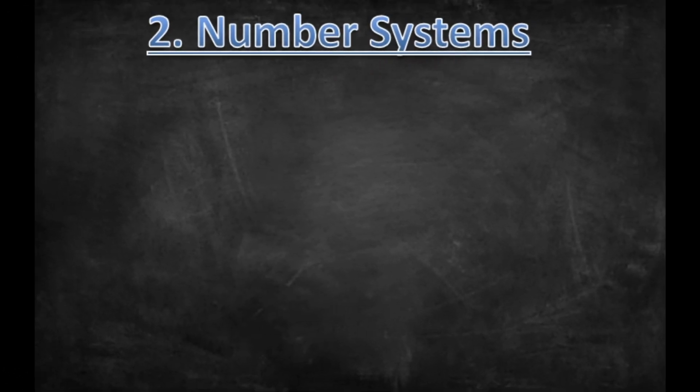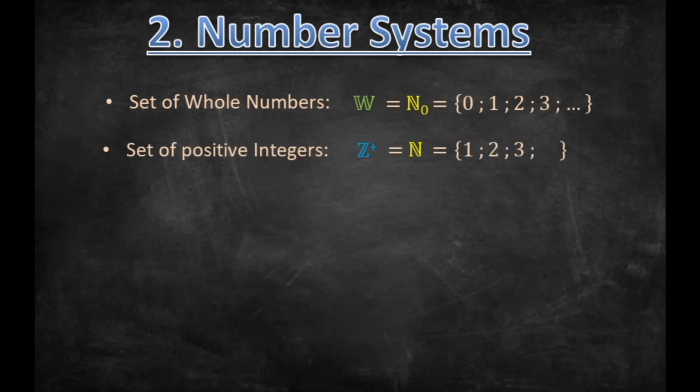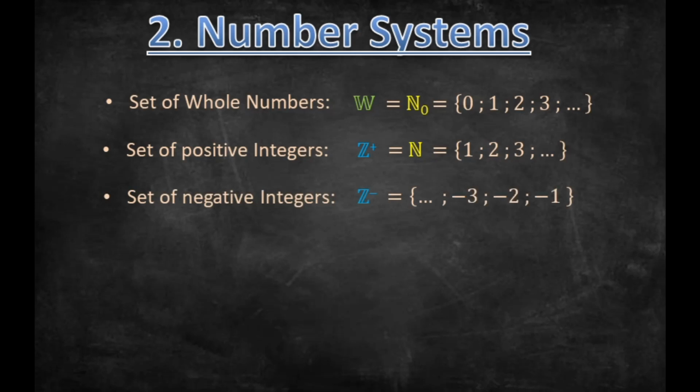Something we'd like to add at this point is that the set of whole numbers W is often also written as N0. In other words, the set of natural numbers, but including 0. Then the set of positive integers we write as Z plus, and this is the same as the set of natural numbers. Then we also have the set of negative integers, which we write as Z minus.